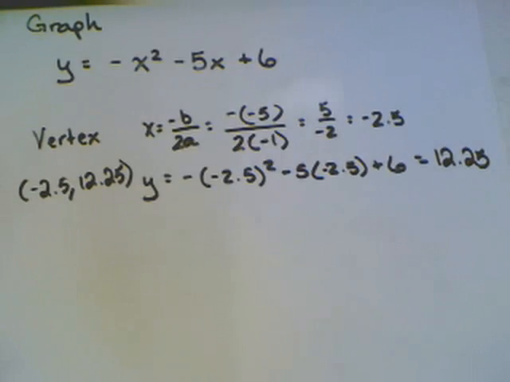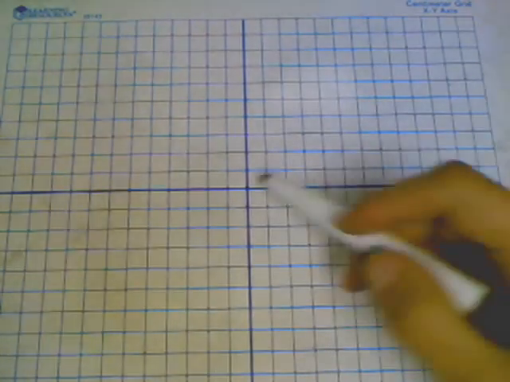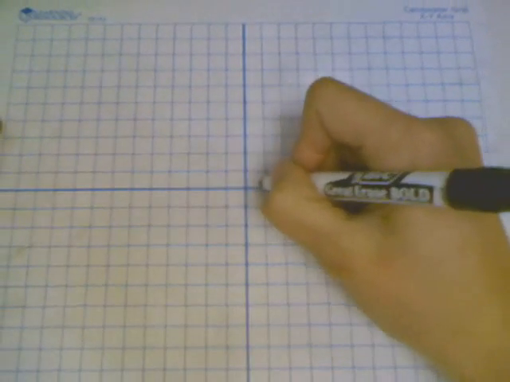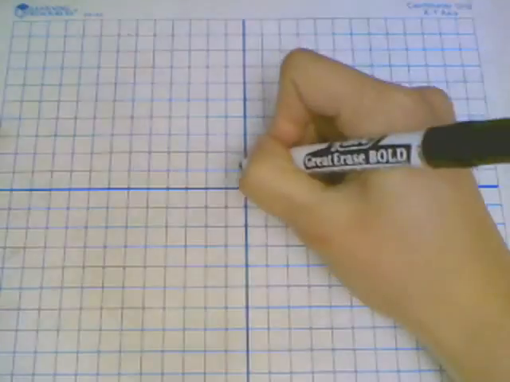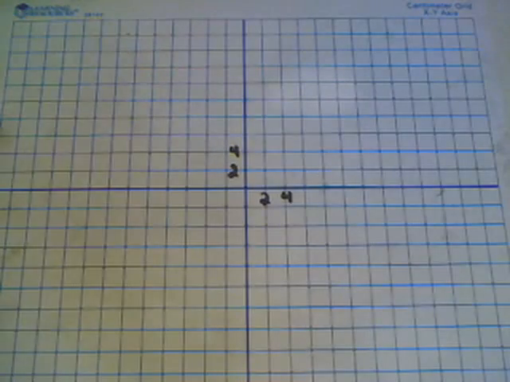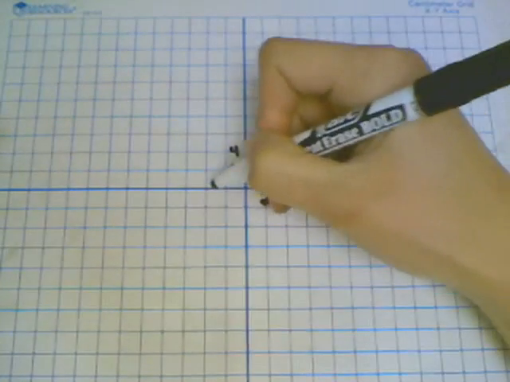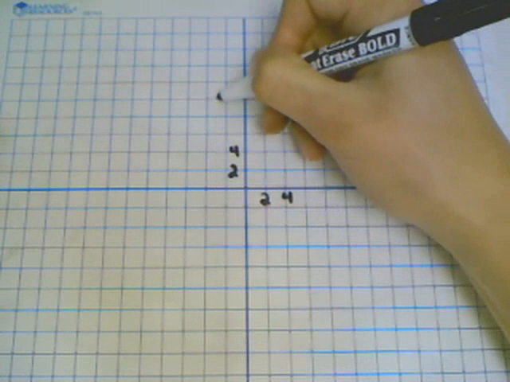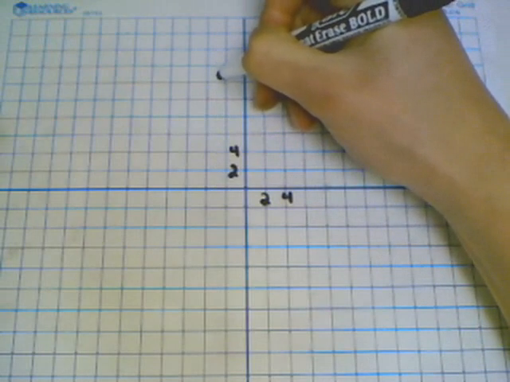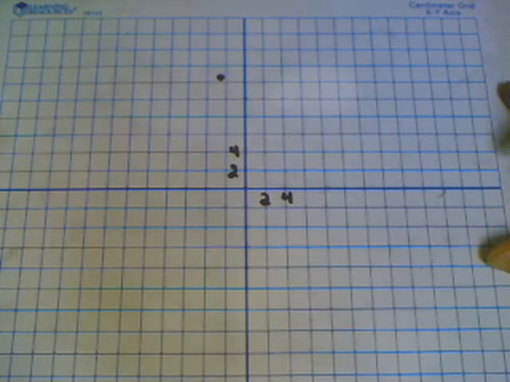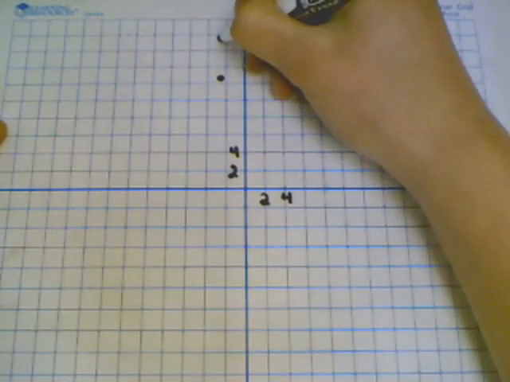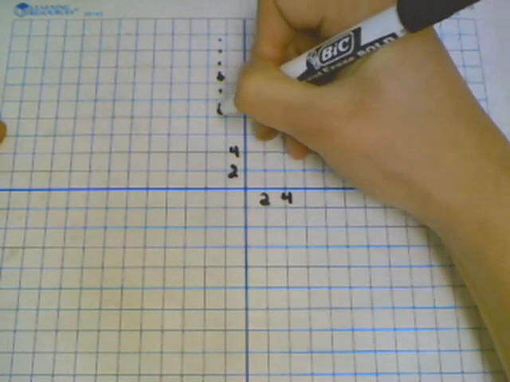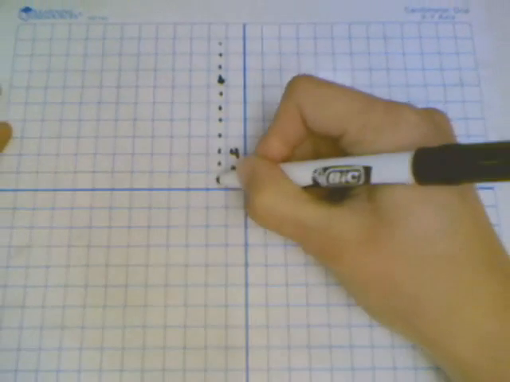Let's start by graphing that. Now my grid paper only goes from negative 10 to 10 in either direction, so in order to graph 12.25, I'm going to start skipping by 2's. So my vertex at negative 2.5, 12.25, so 2, 4, 6, 8, 10, 12, and a little bit more, is somewhere right around here. That's the vertex of my parabola. I know that my parabola is going to be symmetrical about this line right here.